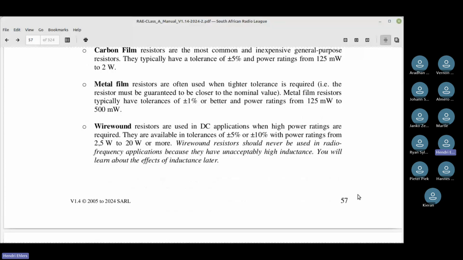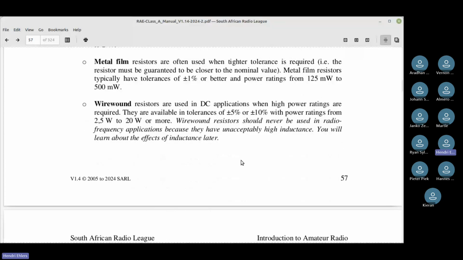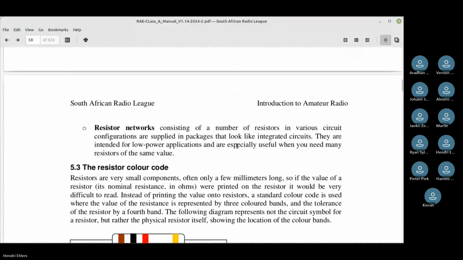Reason: because it is wire wound, it's a coil. So the moment you start to put high frequency through it, the impedance changes the resistance value, and that leads to disaster. Ask me.